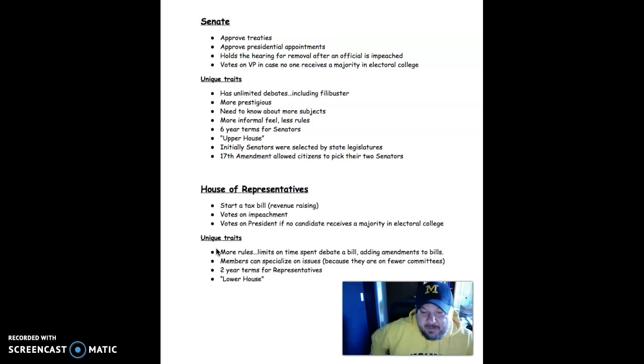Now, usually what happens in that scenario is some deal will get struck, like the president maybe contacts one of the reps and says, hey, if you change your vote, you can be my Secretary of State. That actually did happen a few times in the 1800s, to sway representatives' votes. So, okay, those are some unique things about the House and Senate.